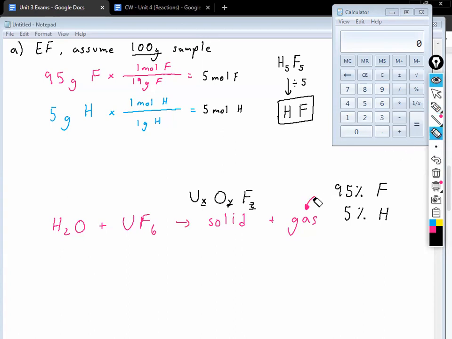So while you guys are copying that down, I'm going to be updating the information that we have right here. I'm going to get rid of this stuff, and I'm going to write that our gas was HF.